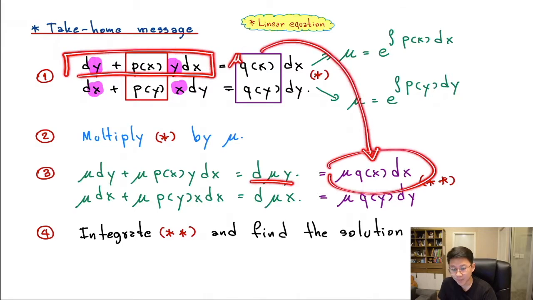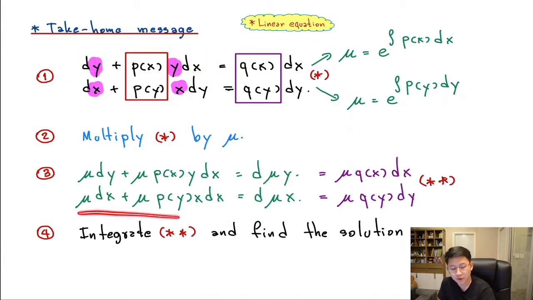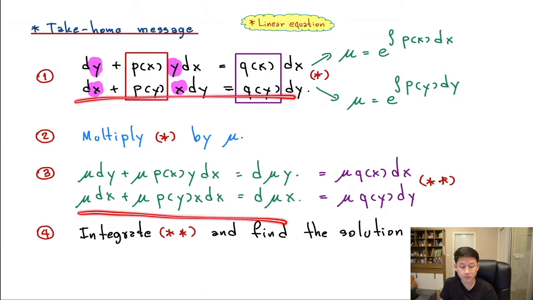And similarly, for this one, when you multiply it by mu, don't forget that mu dx plus mu pyx dy is actually d mu x. And then after that you can just integrate throughout the equation, plus c, and you obtain the solution. So let's look at some examples.